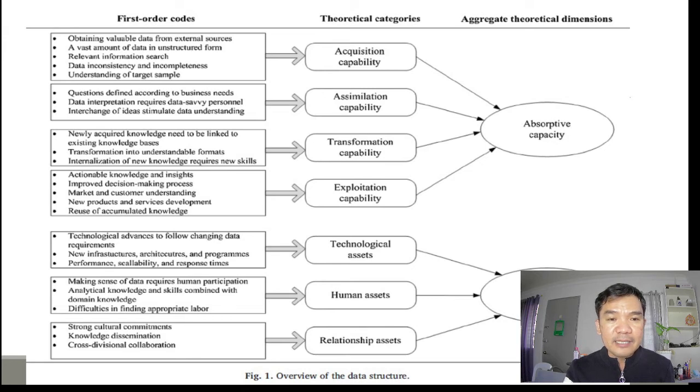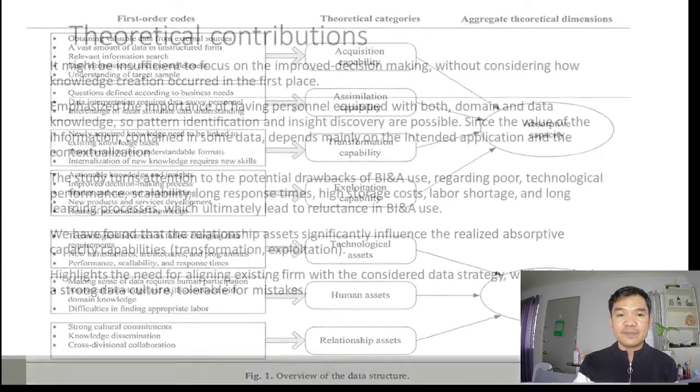And for example, if we look at the first order codes under exploitation: reuse of accumulated knowledge, new products and services development, market and customer understanding. That means you are exploiting more on the capability. The more capabilities you have, the better the absorptive capacity, or the more positive aspect of these dynamic capabilities. The more dynamic capabilities the organization has, the more absorptive capacity they have.